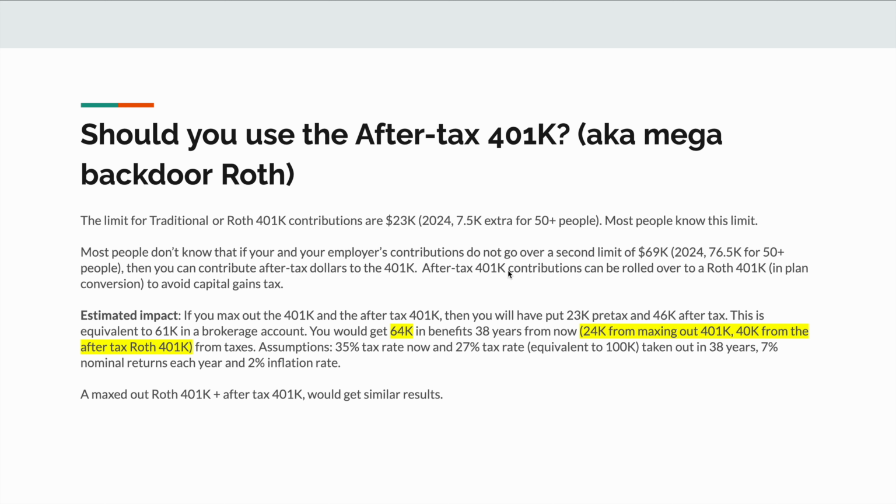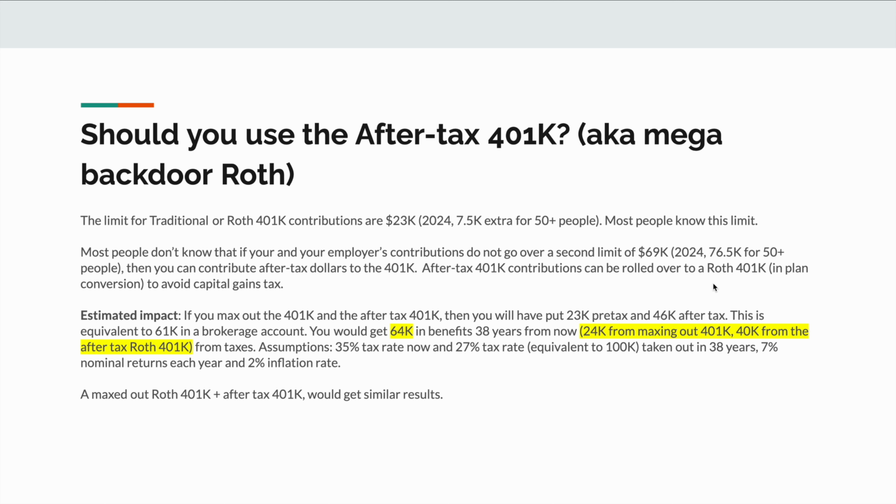Now, these after-tax contributions can be rolled over to a Roth 401k. It's called an in-plan conversion. And when you have money in the after-tax 401k, you have to pay taxes on capital gains. If you do this in-plan conversion, they will usually convert it very quickly, like almost every day or every week. And so in that situation, there's not been that much time for your contributions to have had any capital gains. So this really helps you to basically avoid the capital gains taxes for after-tax 401ks.